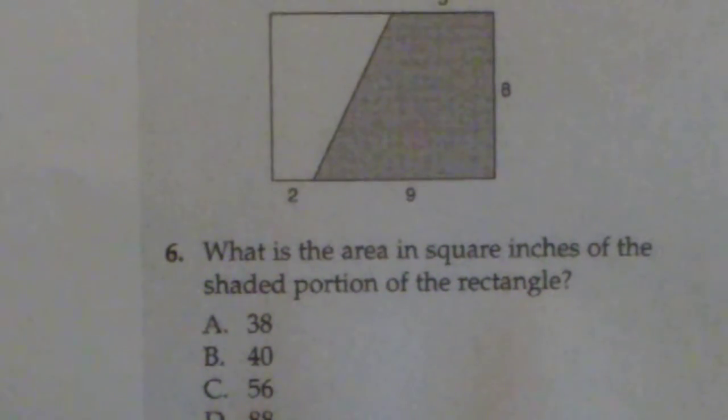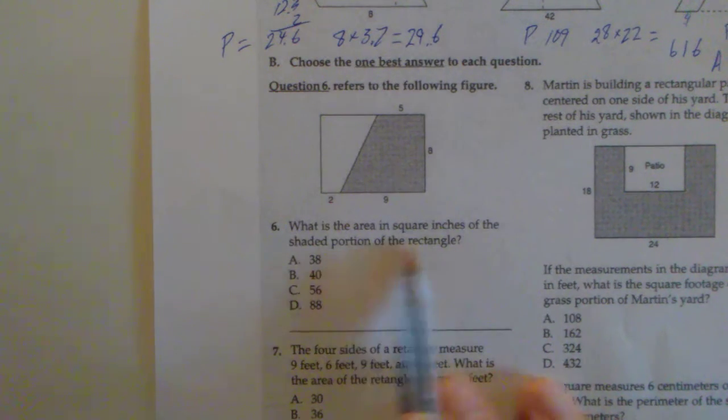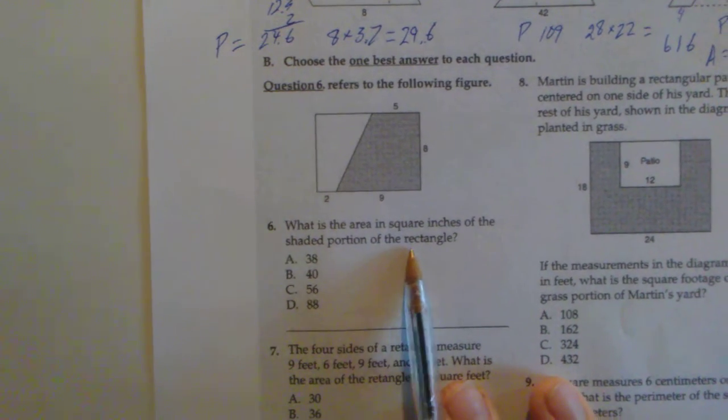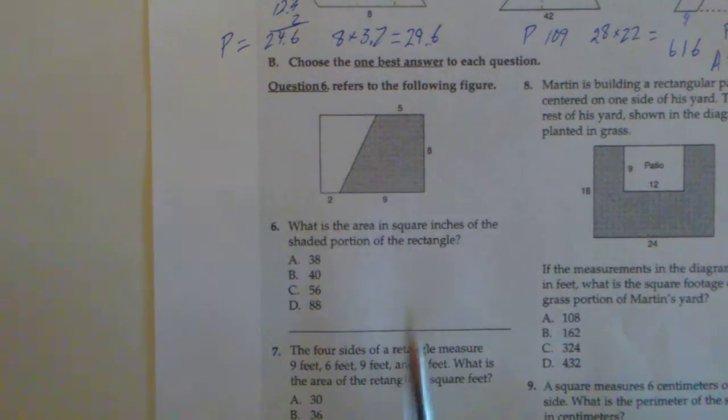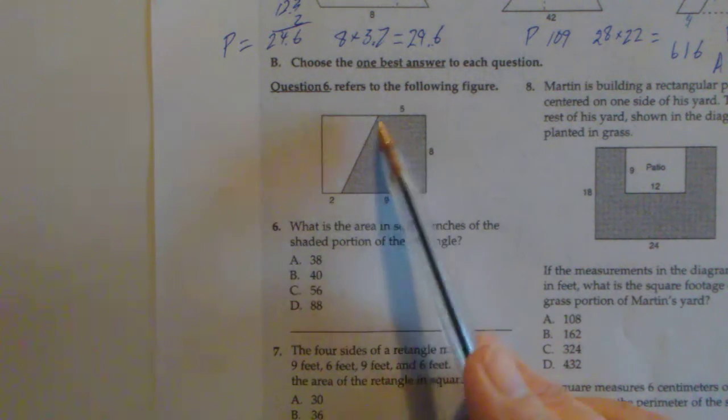Okay, going down to word problems. That's what I like to see, word problems, because I think the test is much more about word problems. Okay. What is the area in square inches of the shaded portion of the rectangle? So what's the area of this? Well, they gave us some numbers, but not necessarily the numbers we need. We're not doing perimeter, so we don't want the distance around.